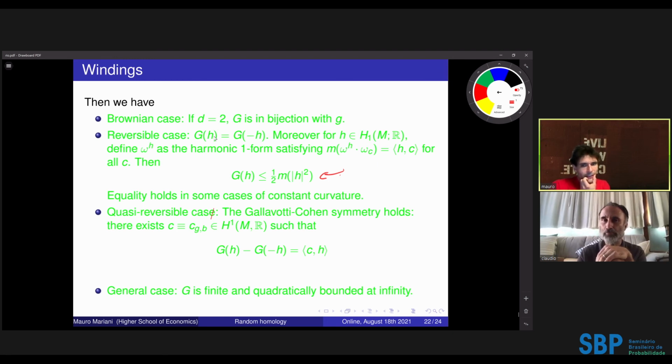quasi-reversible, again, you have this Gallavotti symmetry. So it's not explicit how to change, but you can compare these kinds of things. Like if h is very, very big or very, very small, then you can. So you can compute, of course, the second derivative around 0, and things like this.